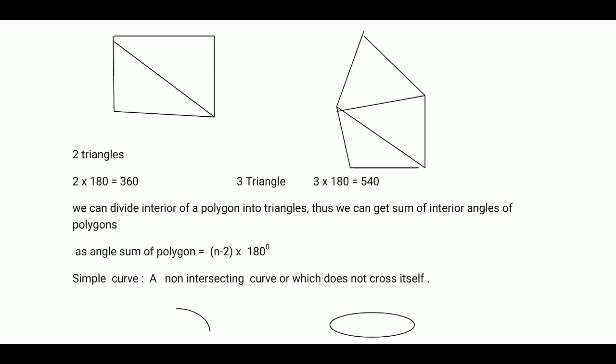There is a formula also. Angle sum of a polygon is (n minus 2) into 180 degrees. n means number of sides. If a triangle is there, then n is equal to 3. And if a quadrilateral is there, n is equal to 4. And if a pentagon is there, n is equal to 5. And thus, using this formula, we can get the angle sum by putting the value of n.